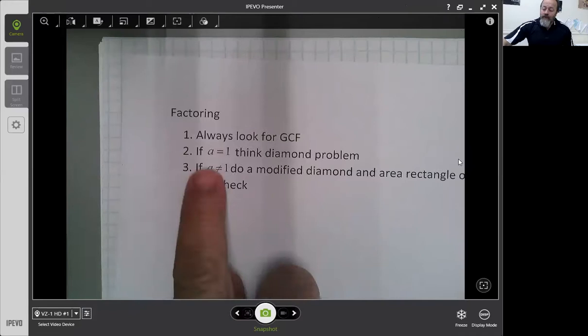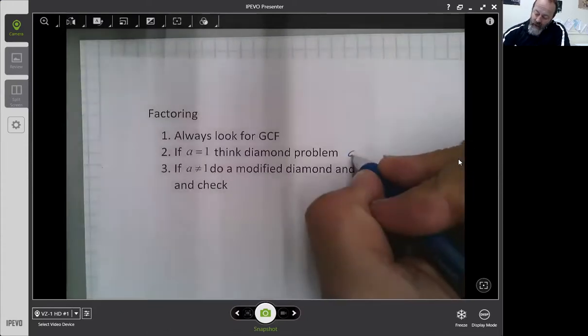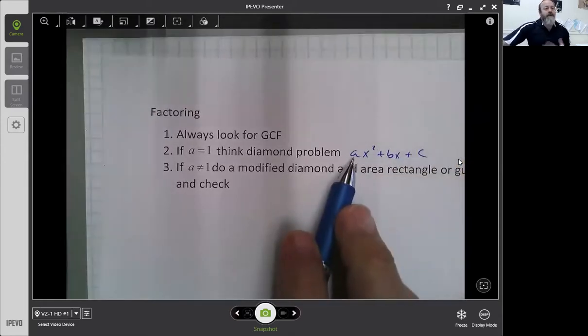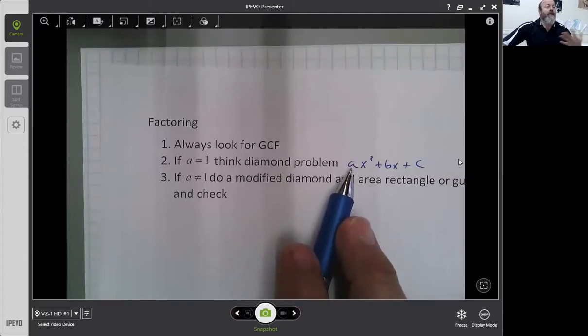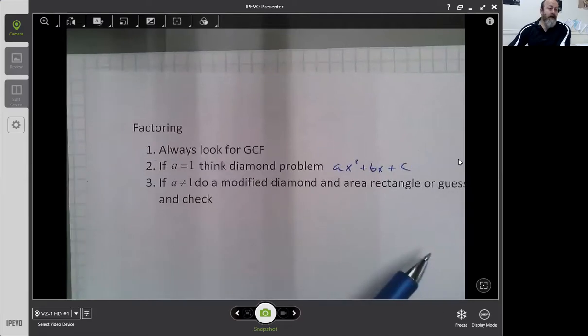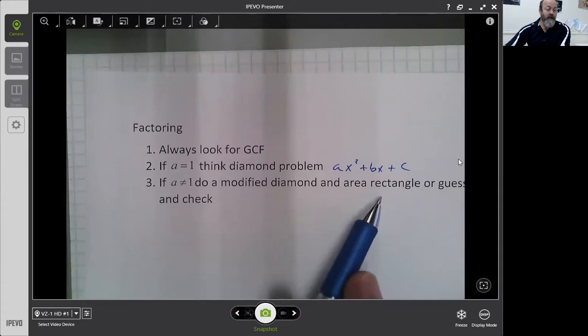Next, if a is equal to 1, and remember, a quadratic is a problem that looks like ax squared plus bx plus c, if there's no number in front, that implies a is in fact the number 1. I say think diamond because some of you would like to do a diamond problem, but some of you just think about it. And if a is not 1, we have two options. We can either do what some people call the modified diamond that uses an area rectangle, or we can do some guess and check.